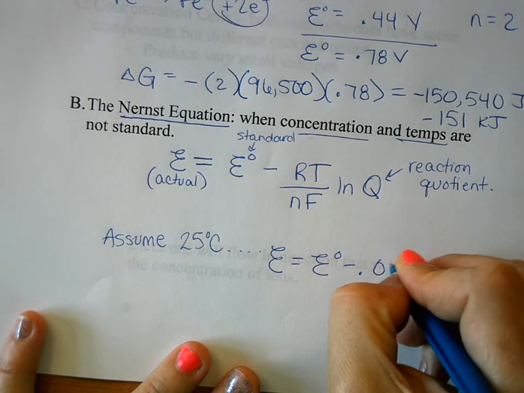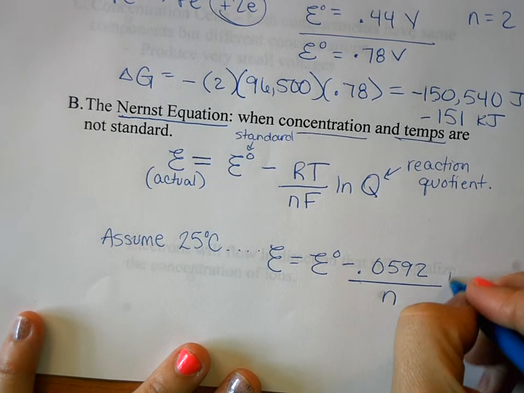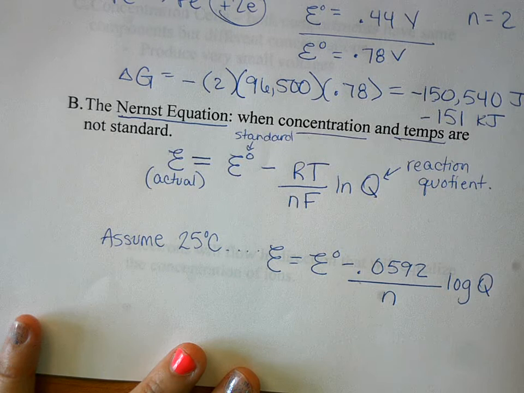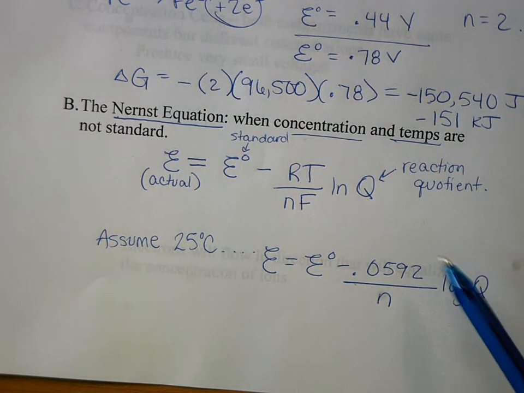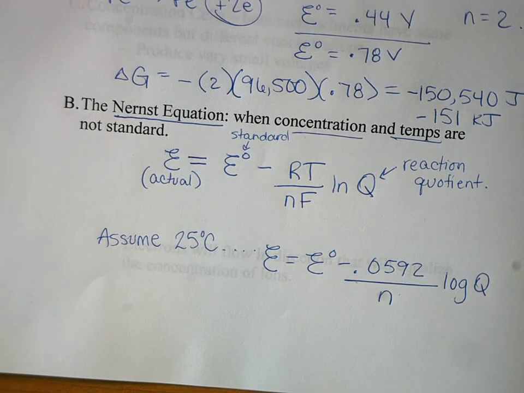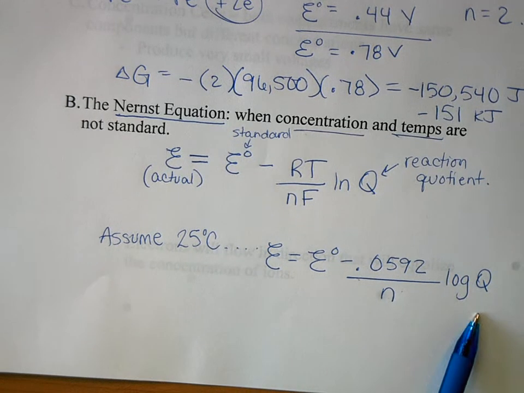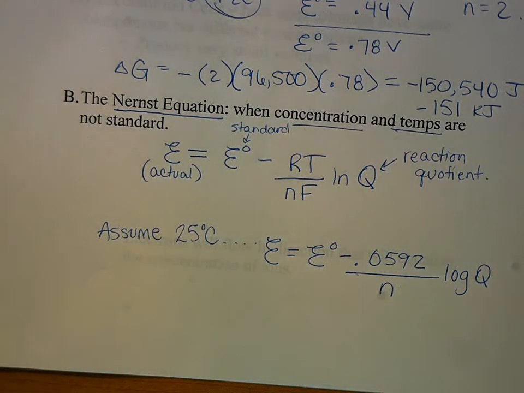Minus 0.0592 over N times, not the natural log, but the regular log of Q. Now that seems kind of weird to go from natural log to log and all this stuff. Deriving this equation from that equation takes an entire page of stuff. This is how they do it. You don't need to be able to do that. You just need to be able to plug in what Q values are, what electric potential values are. So we'll use that in our next example.